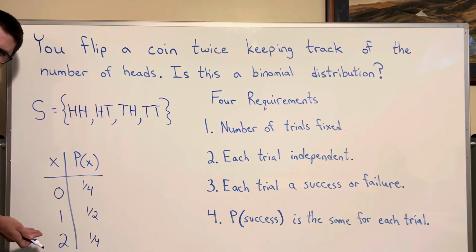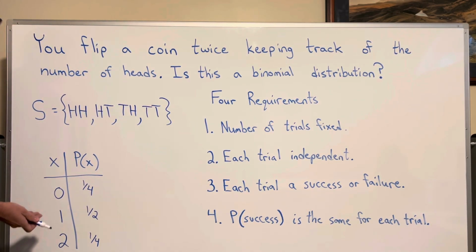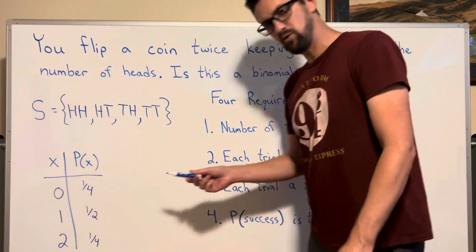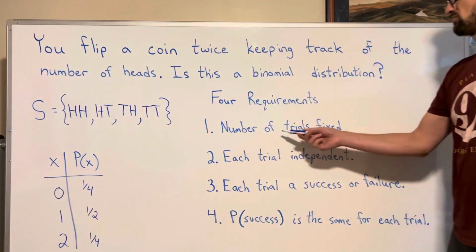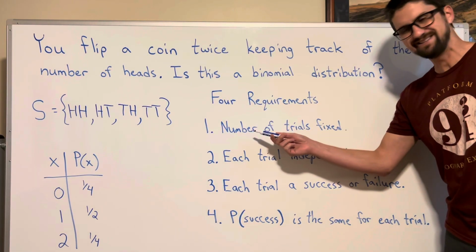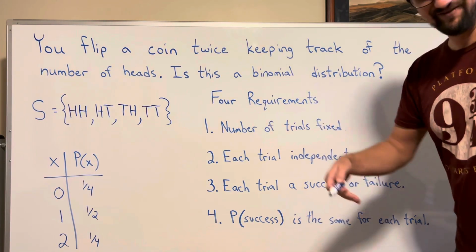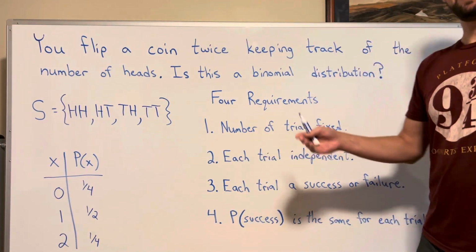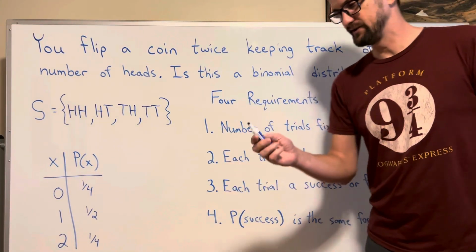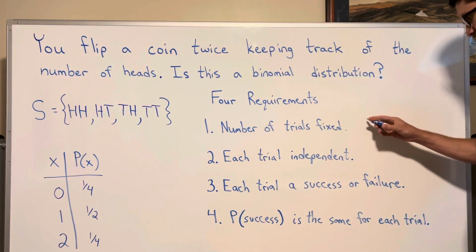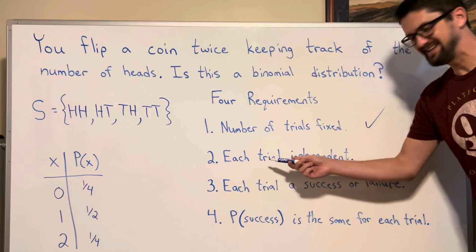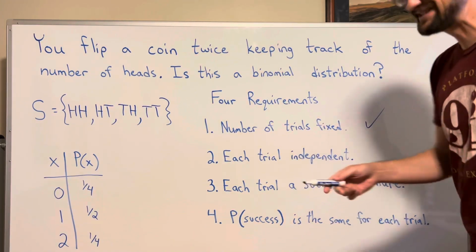Now, is this a binomial distribution? We have to see if it follows these 4 requirements. The first requirement is the number of trials. Are they fixed? A trial would be a flip. And yeah, it's fixed at 2 flips. So, check. The second requirement is each trial independent.